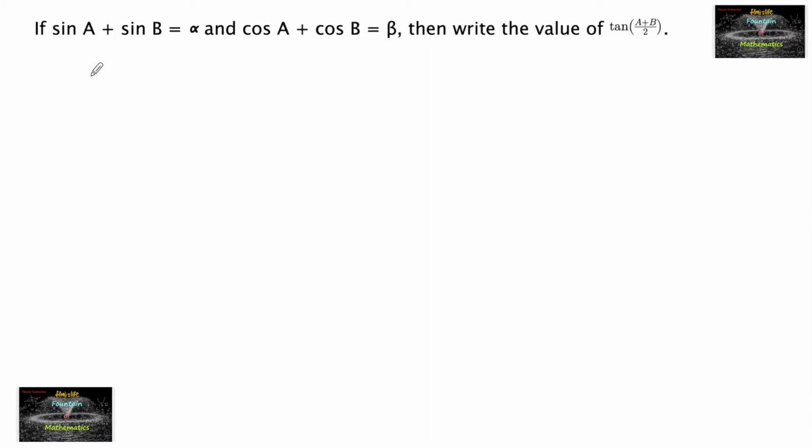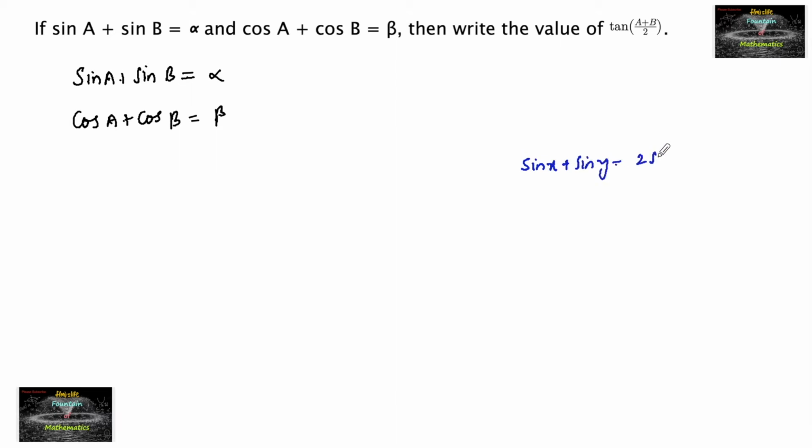If sin a plus sin b is equal to alpha and cos a plus cos b is equal to beta, then write the value of tan of (a plus b) by 2. So using the formula sin x plus sin y is equal to 2 sin (x plus y) by 2 cos (x minus y) by 2, and cos x plus cos y is equal to 2 cos (x plus y) by 2 into cos (x minus y) by 2.